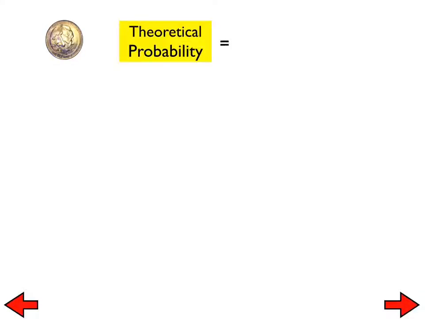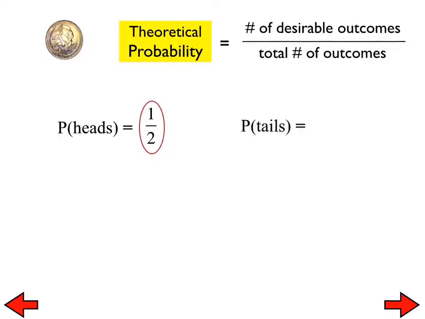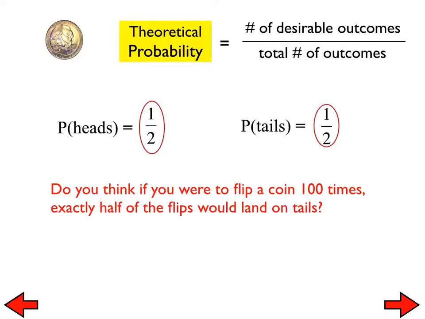So theoretical probability, remember, is the number of desirable outcomes over the total number of outcomes. We already saw that the probability of tossing a standard coin and it landing on heads would be 1/2, and same thing with tails. The probability of it landing on tails is also 1/2.